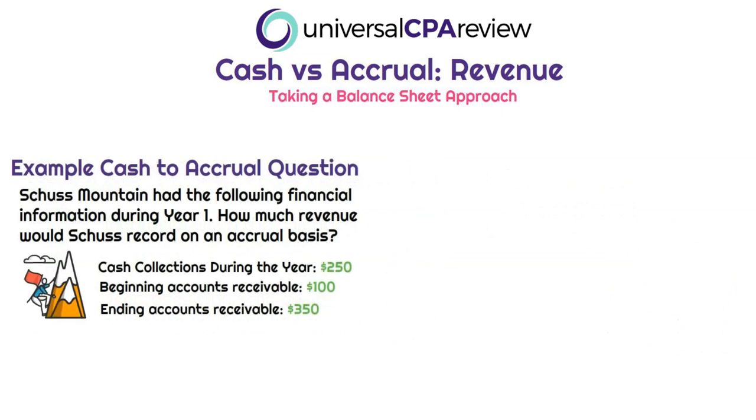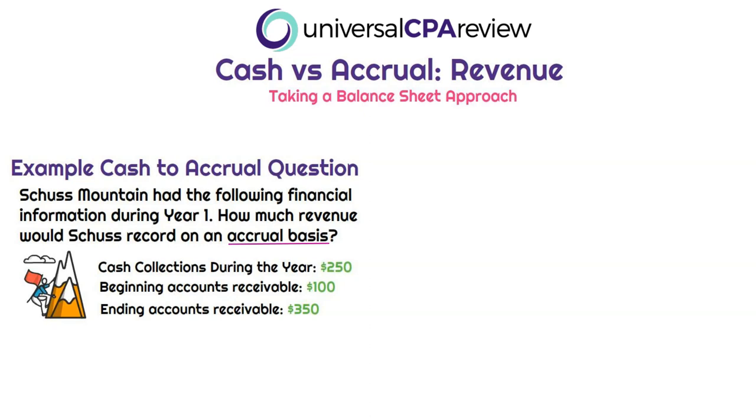All right. So we've talked a lot about the journal entries, the balance sheet approach. Now let's go ahead and put it in action for an example cash to accrual question you're likely to see either on your college exam or on the CPA exam. So this question says that Shoes Mountain had the following financial information during year one. And it says, how much revenue would Shoes record on an accrual basis? Now let's look at what they give us.